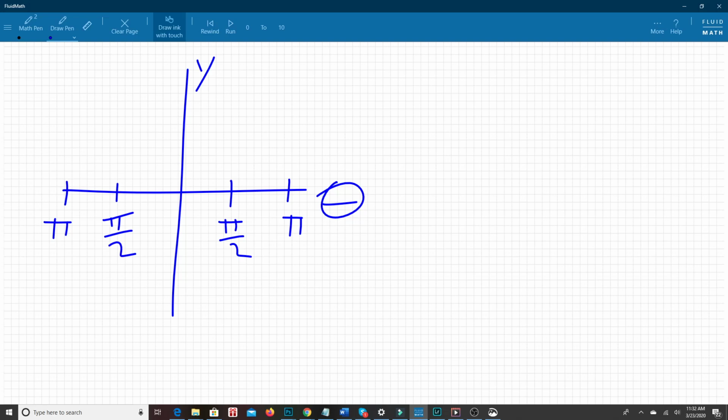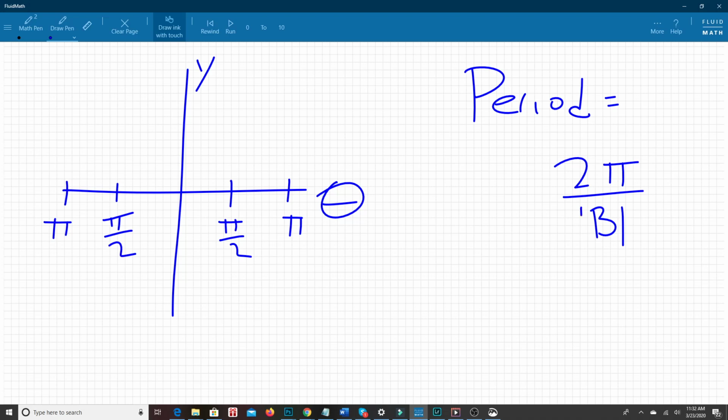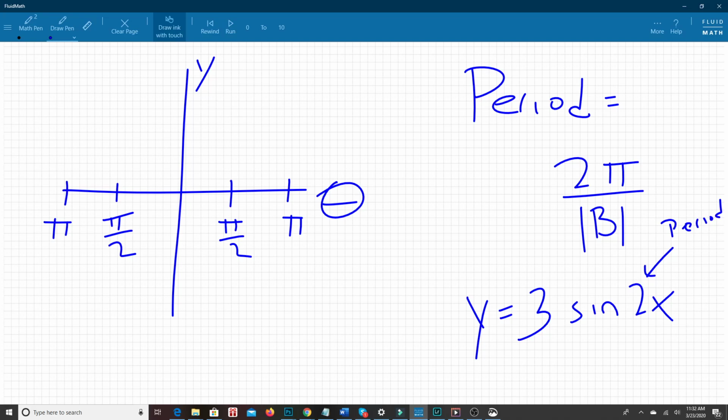So now that question asks us to sketch a graph y equals 3 sine 2x. Keep in mind that the normal period for any sine curve is 2 pi. In this case, they're going from pi to pi, so the normal period in this case would be pi. Again, because of the formula. Remember, period equals 2 pi over the absolute value of b. In the case of y equals 3 sine 2x, that's the period. So it would be 2 pi over 2. Obviously cancel that out, so my period is pi.